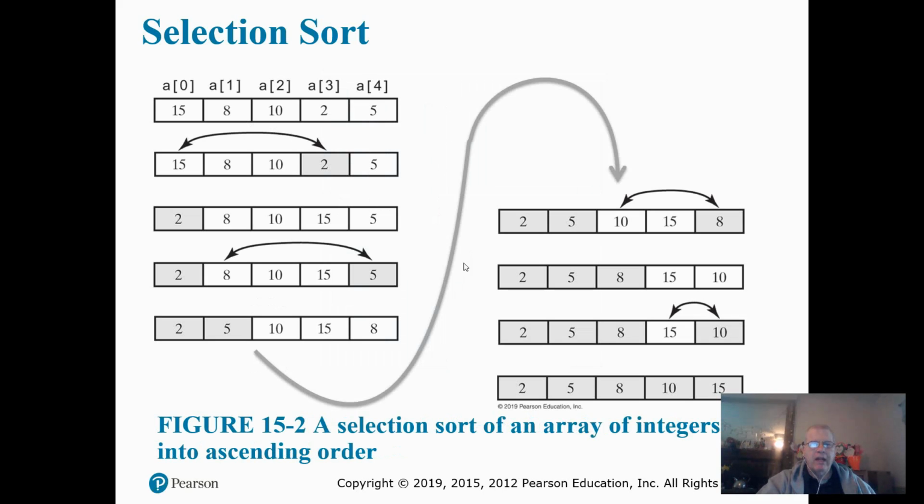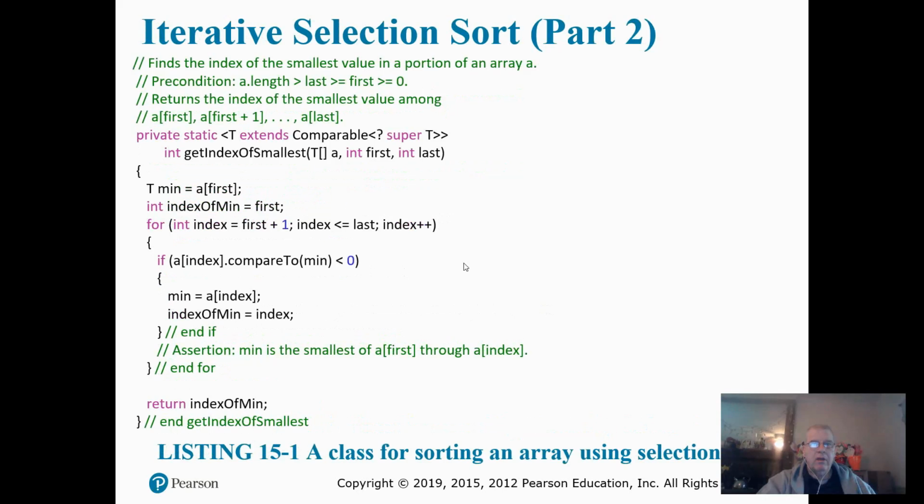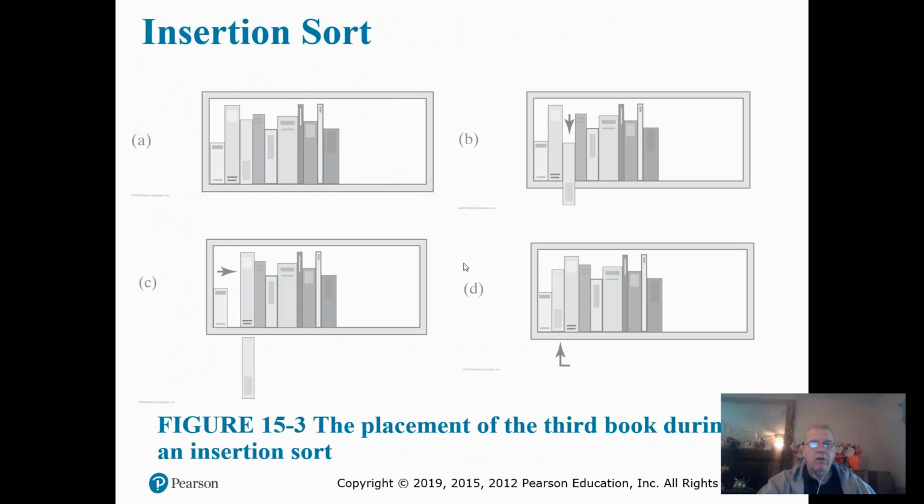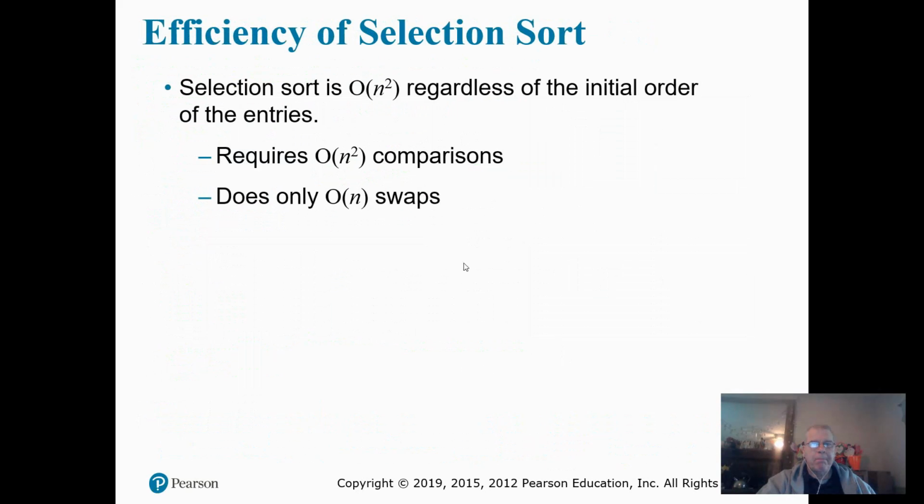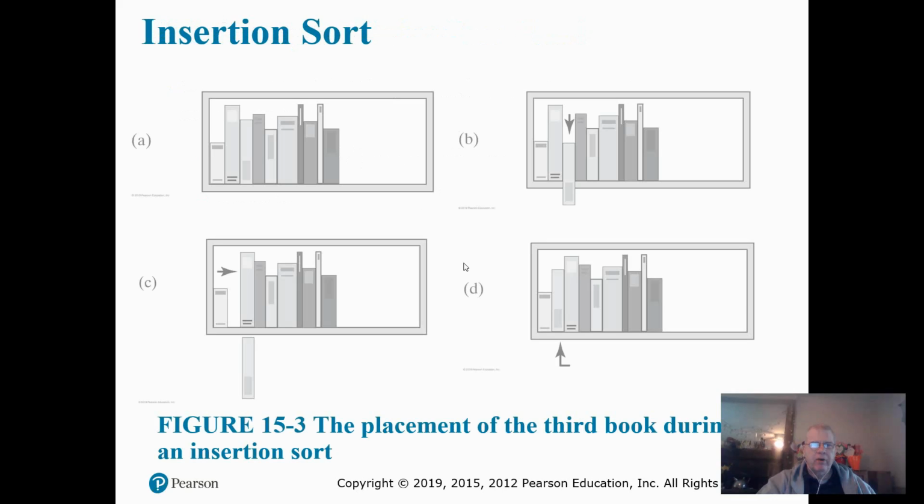So here's a way of looking at it graphically. First, we look at 15, and we swap it with 2 because 2 is the shortest element in the list. And from then on, we don't have to look at 2 anymore because 2 is in its right place. And so we'll go through this code. Selection sort is order n squared because it requires order n squared comparisons, and it only does order n swaps, one swap per element.